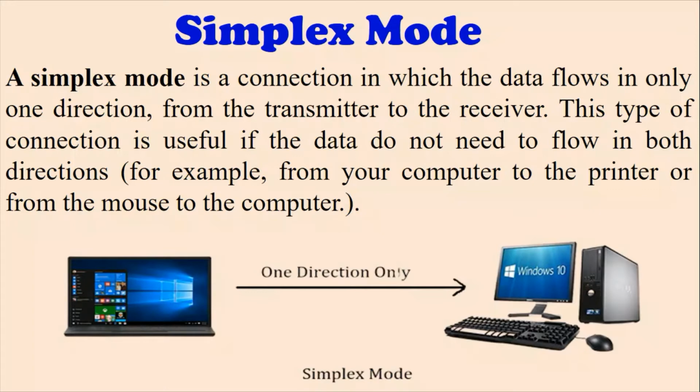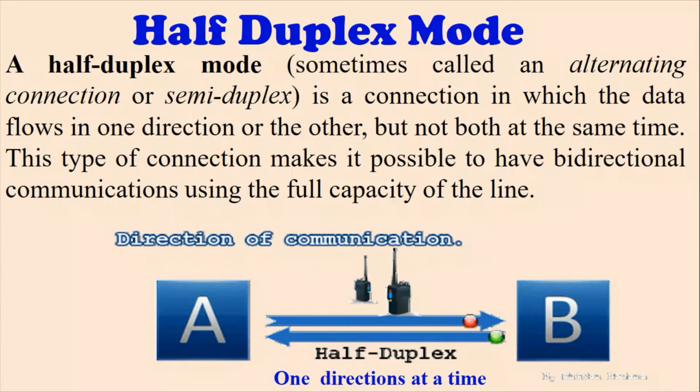Okay students, let's move towards the second one, which is called half duplex mode of communication. Half duplex, sometimes called alternating connection or semi-duplex, is a connection in which the data flows in one direction or the other, but not both at the same time. It means that data can be sent in both directions, but one at a time. That is called half duplex.